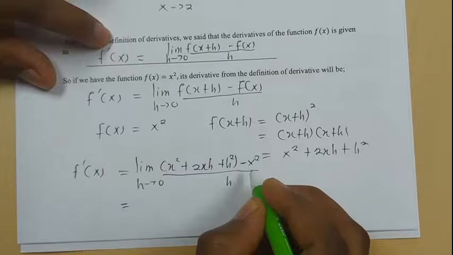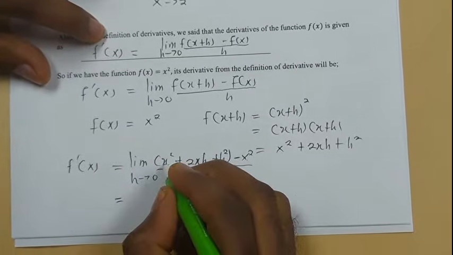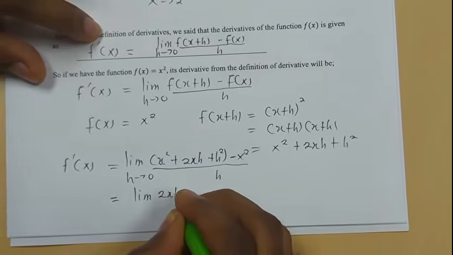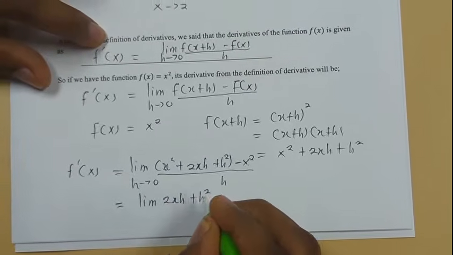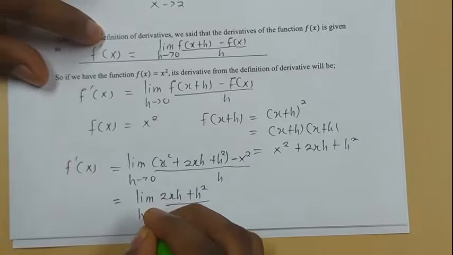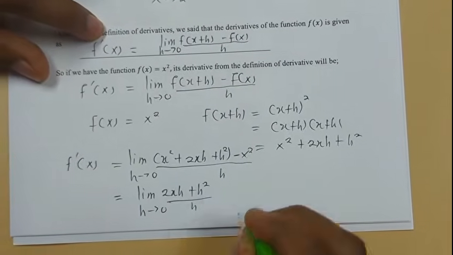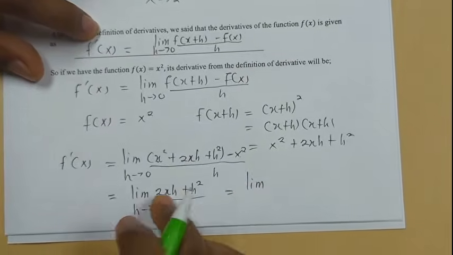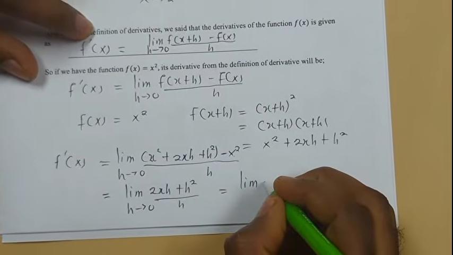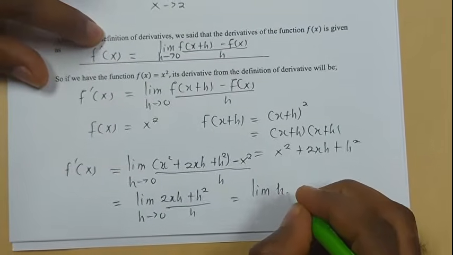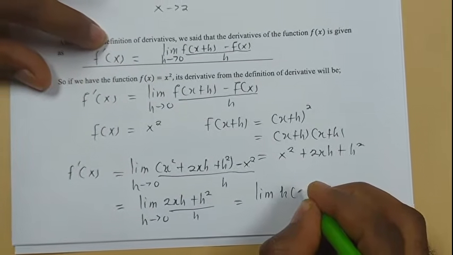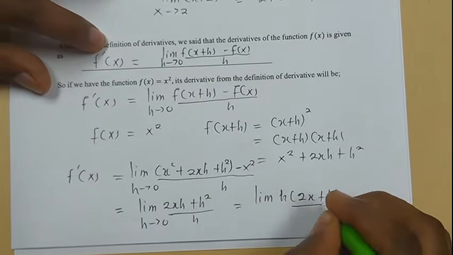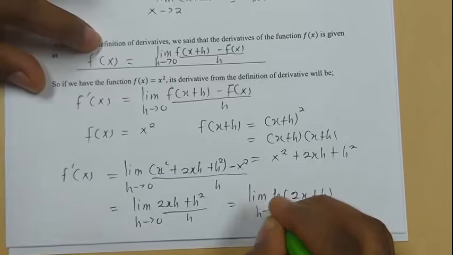So you can see that this x squared can subtract that, so we are left with the limit of 2xh plus h squared all over h as h approaches 0. So finally, we can solve this as that. You see that h is common, so we bring it out. So we have the limit of h bracket 2x plus h all over h as h approaches 0.